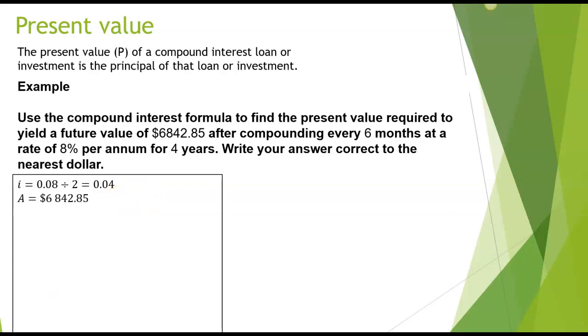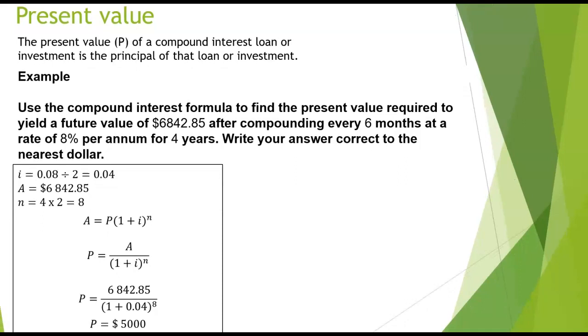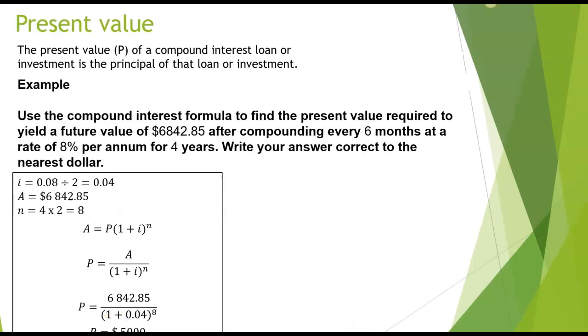Our future value is $6,842.85. We've got 8 compounding periods, so 4 years, half yearly is 8 compounding periods. So we write down our formula. We rearrange the formula to make P the subject of the equation, substitute in, and to the nearest dollar, it's $5,000. And I'll just move that back up so that I can go to the next slide.